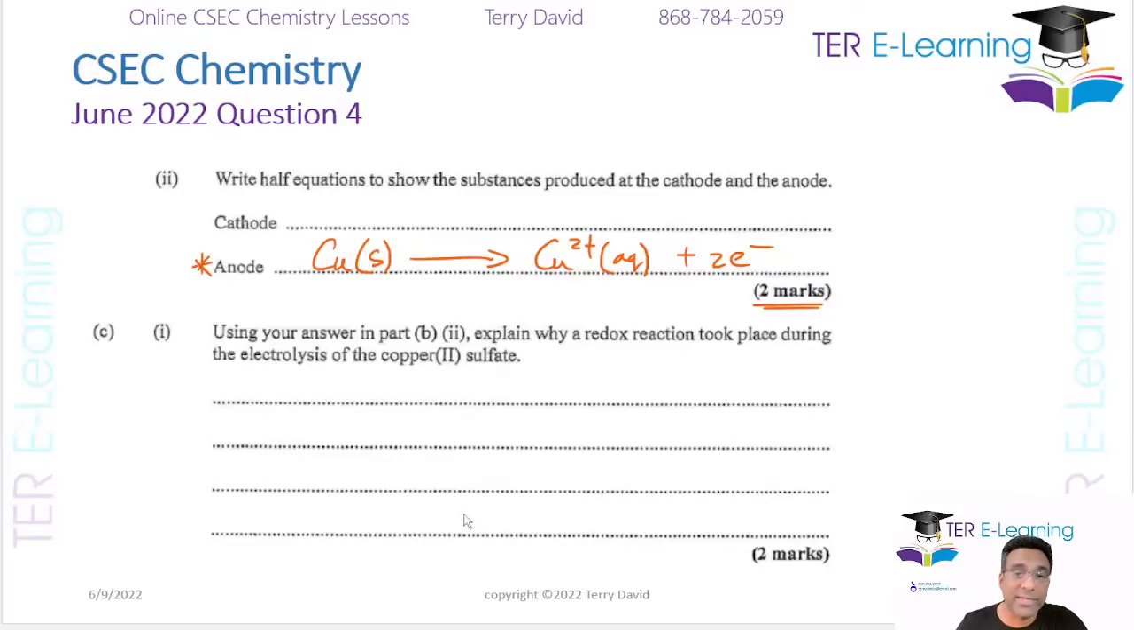The mass of the anode is going to decrease, and at the cathode we have a different reaction taking place. The copper ions in solution are going to accept 2 electrons and become copper solid. So this one is going to be Cu2+ aqueous plus 2 electrons produces Cu solid. So that's my half equations for what's happening in this particular reaction.